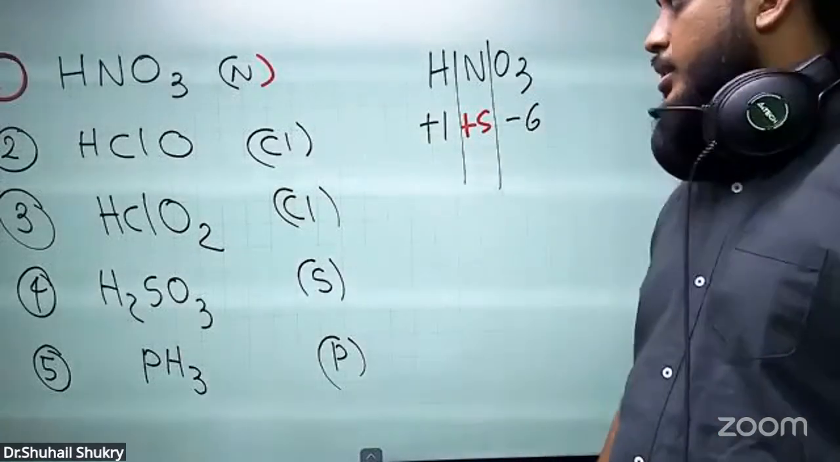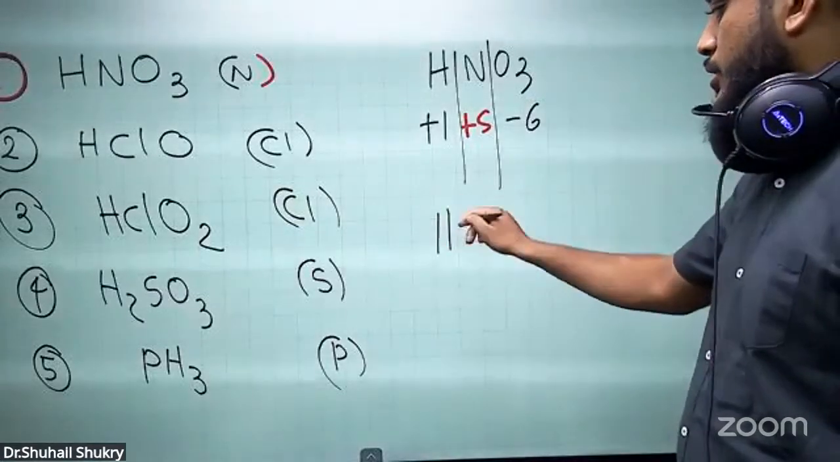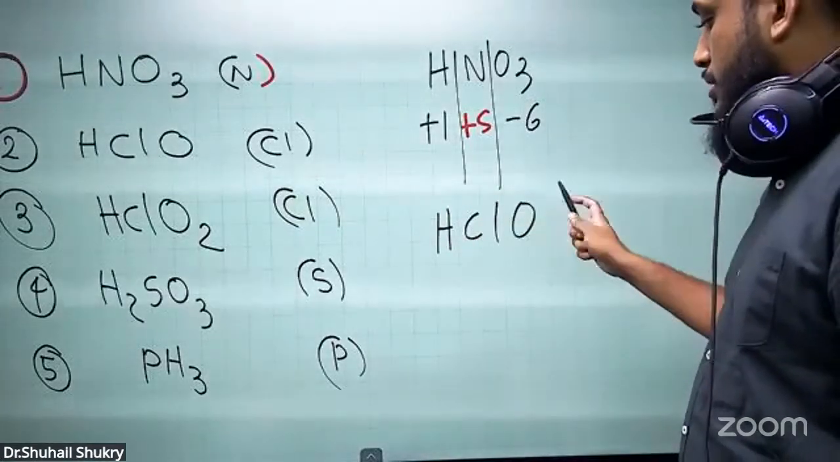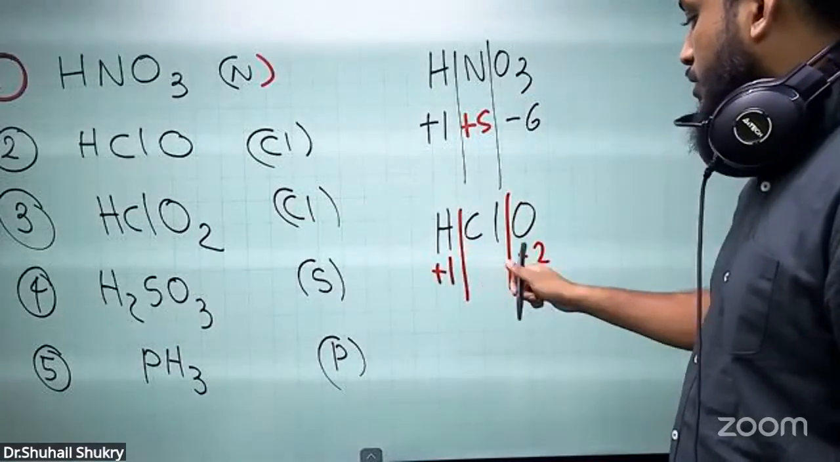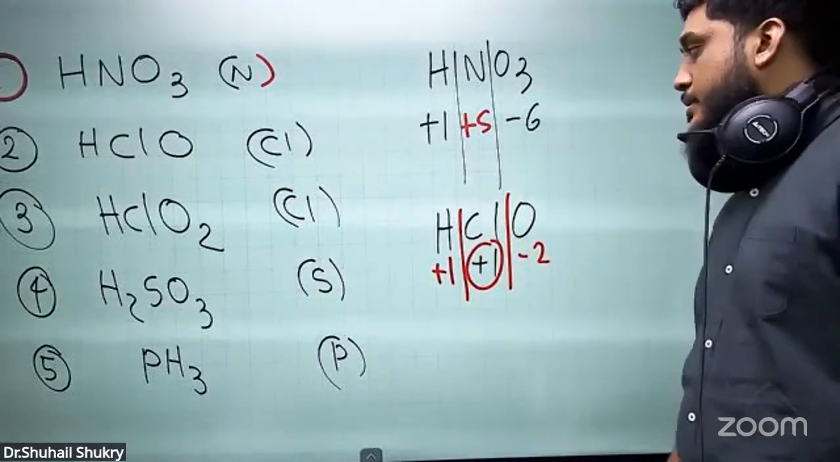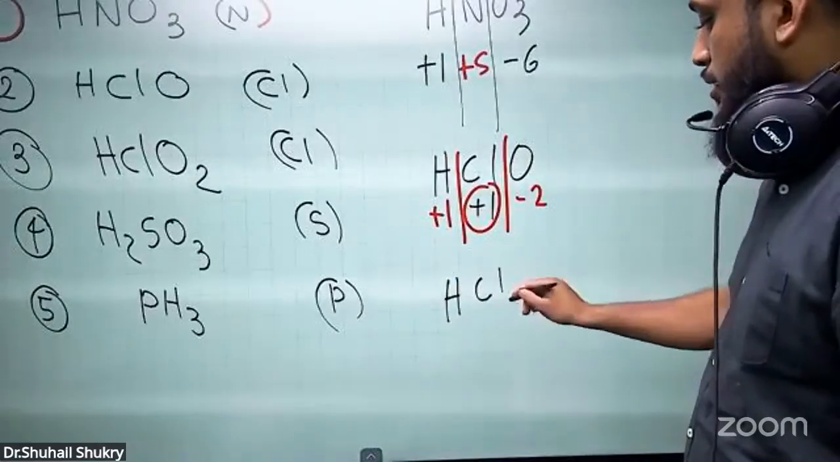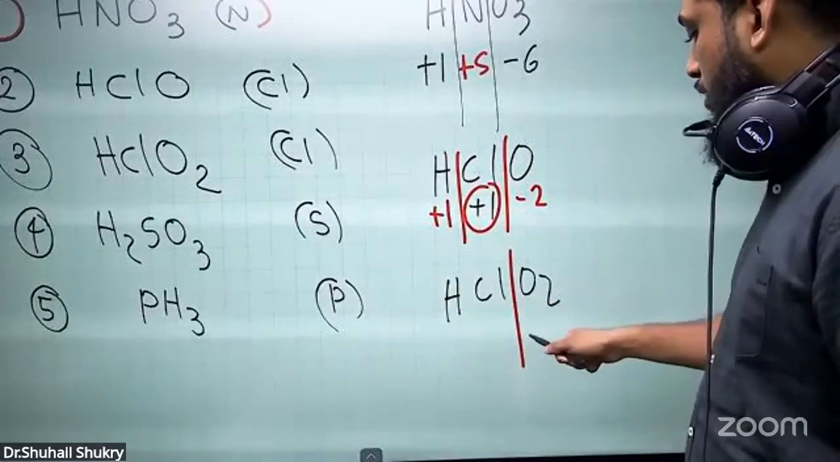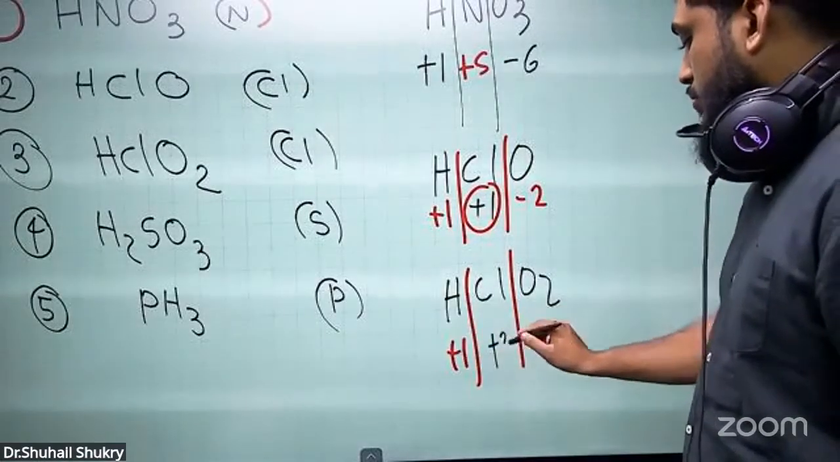Now, everyone put your answers in the chat box. HClO, what was chlorine's oxidation number? Plus 1. Very good. This is minus 2. This is plus 1. So chlorine is plus 1. Okay. HClO2, plus 3. One oxygen is minus 4. This hydrogen is plus 1. So this is supposed to be plus 3.